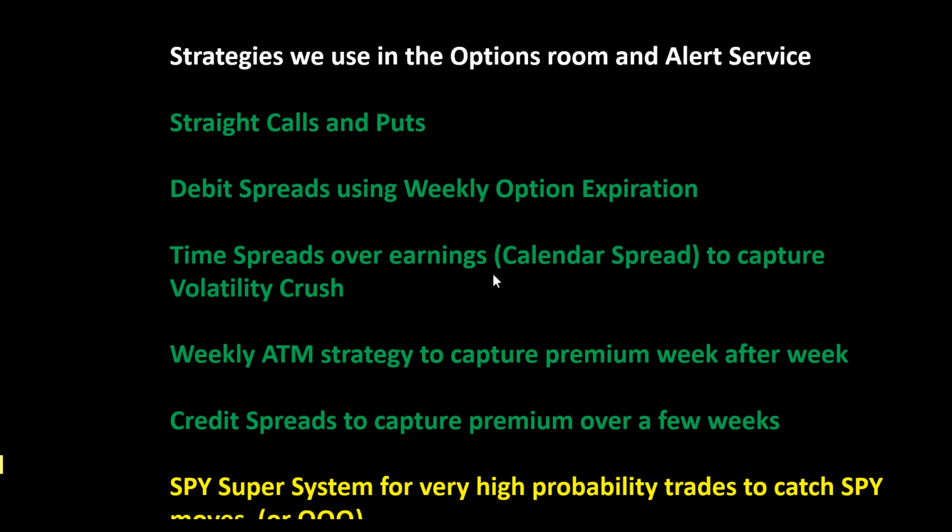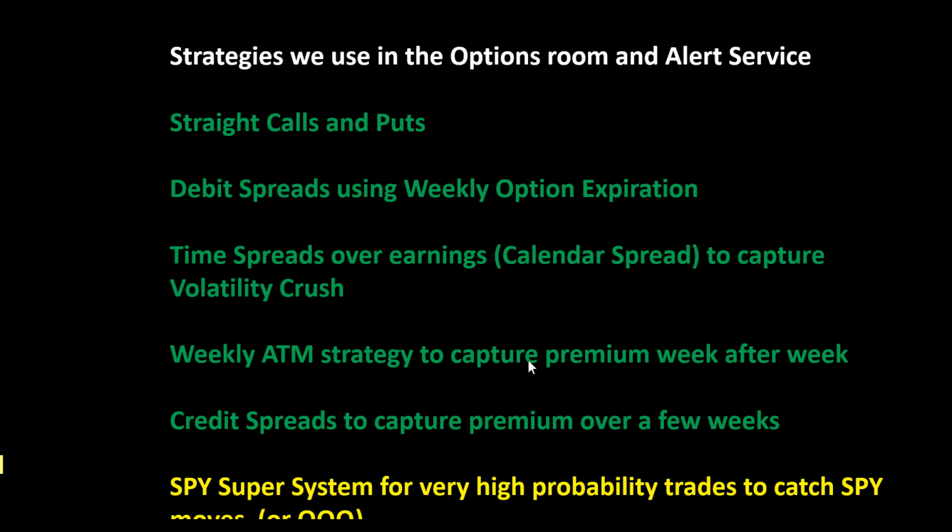We do what's called time spreads over earnings. This is a calendar spread. We do this to capture the volatility crush when earnings comes out. This is a non-directional trade. We don't care what direction the stock goes in. It's basically meant to capture the extra premium that's been pumped into the options by the market makers prior to earnings coming out. When the earnings come out, then that volatility comes out of the options, and we then want to try to capture the volatility crush. Again, I have a video on that.